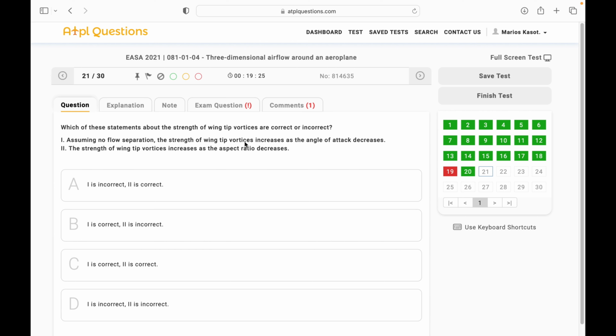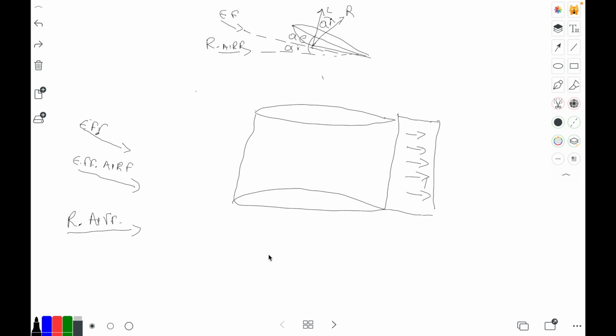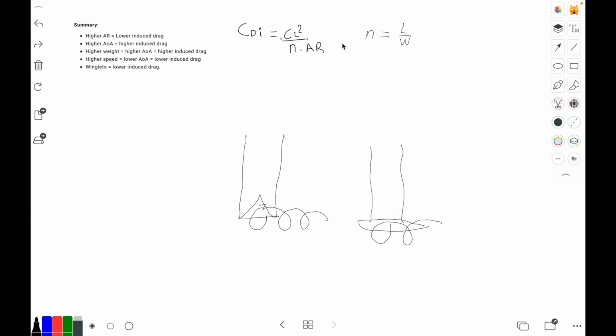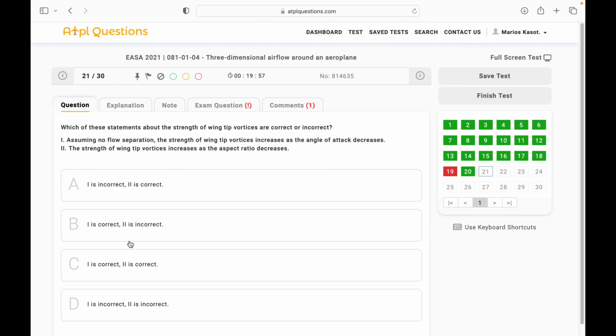Which of these statements about the strength of wingtip vortices are correct or incorrect? Assuming no flow separation, the strength of wingtip vortices increases as the angle of attack decreases. No, incorrect. We return to this formula again. Reducing angle of attack, reducing coefficient of lift, reducing induced drag. Incorrect. The strength of wingtip vortices increases as the aspect ratio decreases. This is correct. Incorrect and correct.